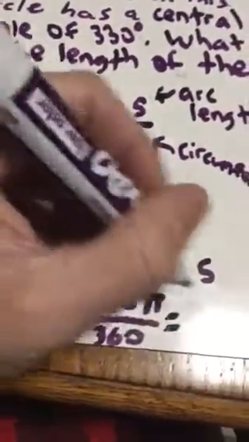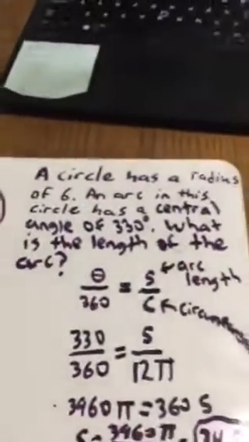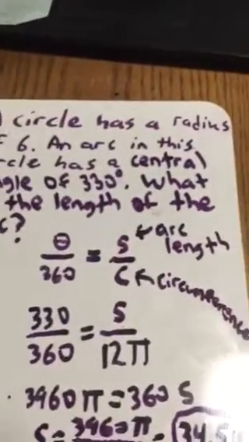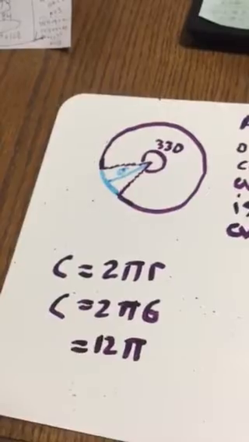So we know that S is 34.54, right? And that's what you're looking for. That's what they wanted you to find. What is the length of the arc? I used this formula to find arc length, and I found that it was 34.54 based on this circle here.